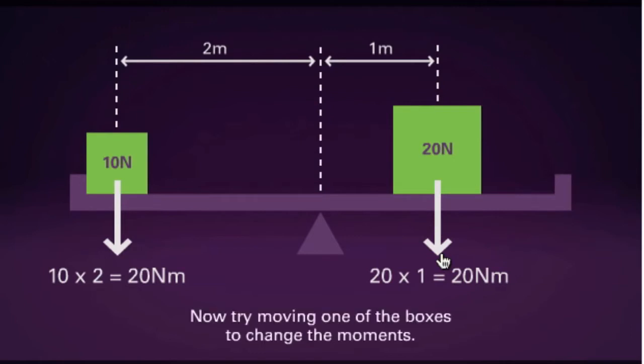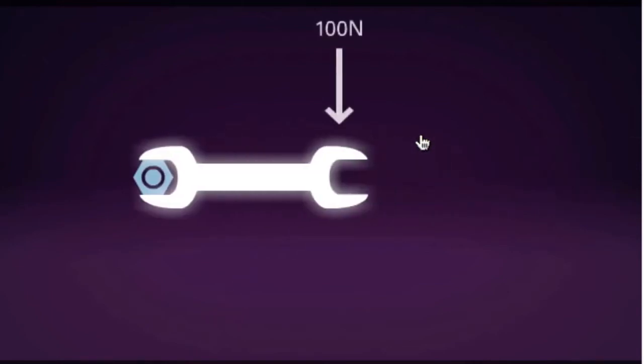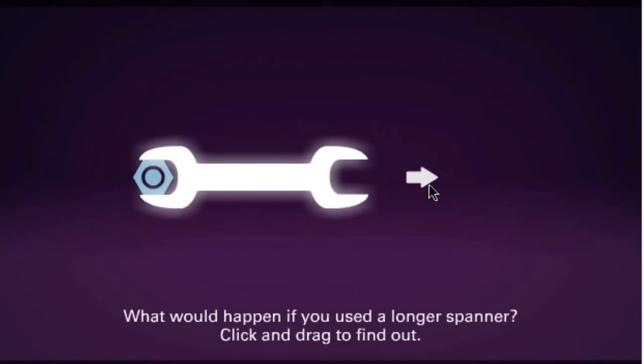Now try moving one of the boxes to change the moments. Thank you. A wonderful demonstration of unequal moments. Let's look at some more turning moments. This nut is screwed way too tight and won't turn. What would happen if you used a longer spanner? Click and drag to find out.